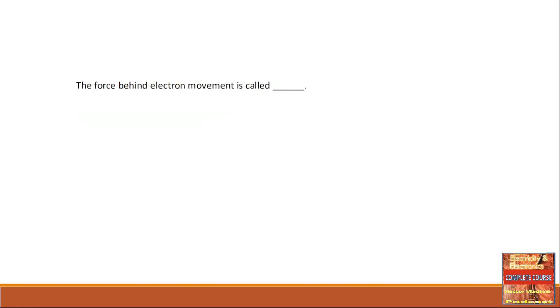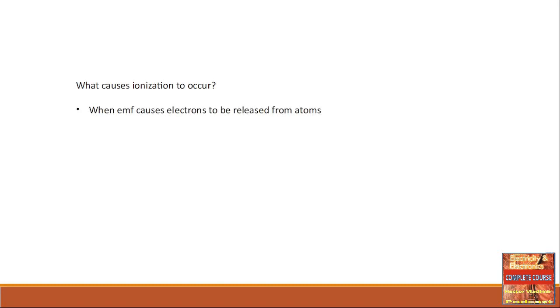The force behind electron movement is called, that would be voltage or electromotive force, EMF. When an atom loses an electron, it becomes blank: ionized. The invisible lines of force that surround a charged body are called the electrostatic field. What causes ionization to occur? When EMF causes electrons to be released from atoms.